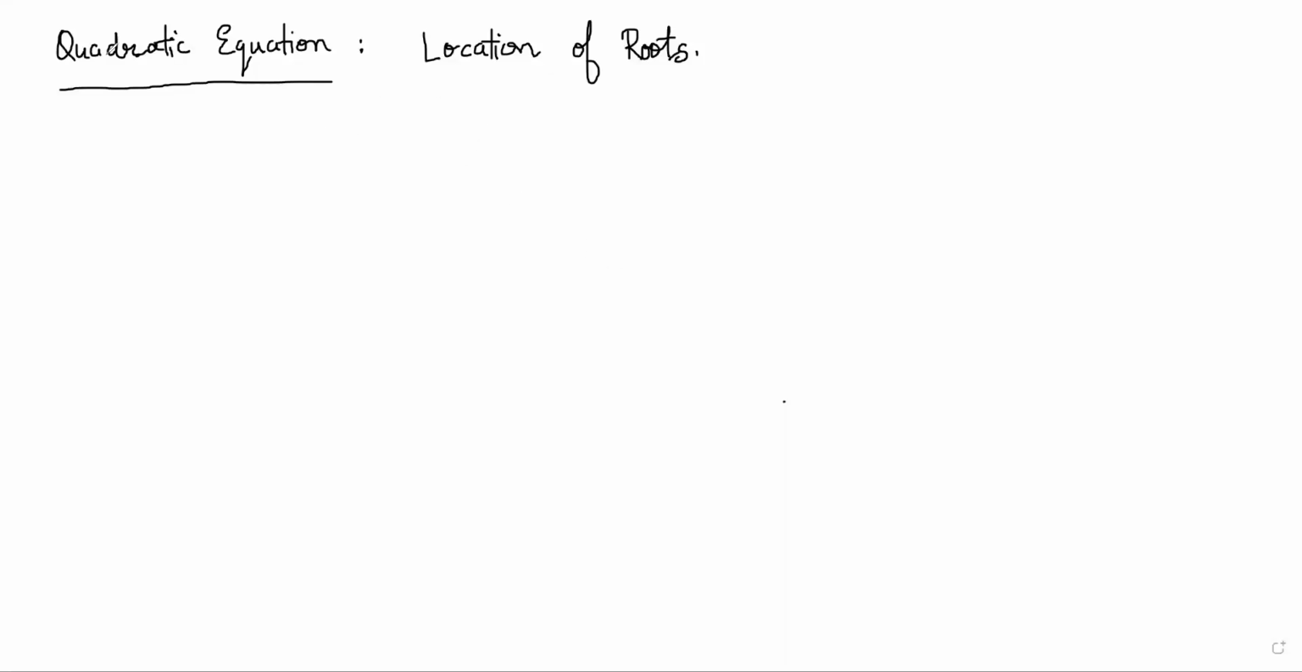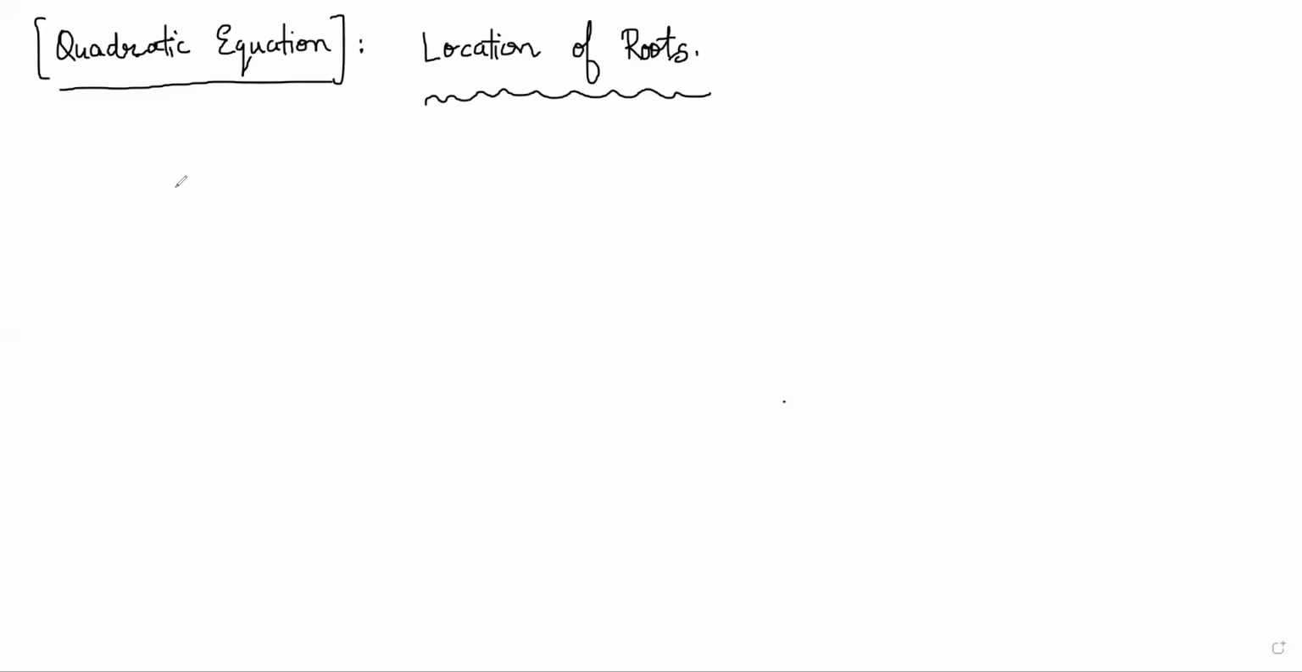Hi. So in this video, I'm going to take up one of the requests from a student. This is Faisal Iqbal, and his request was to try and understand location of roots in a quadratic equation. So I'll just share my understanding of how you solve problems involving location of roots. So just go through this video, and you should be able to solve problems based on this concept.